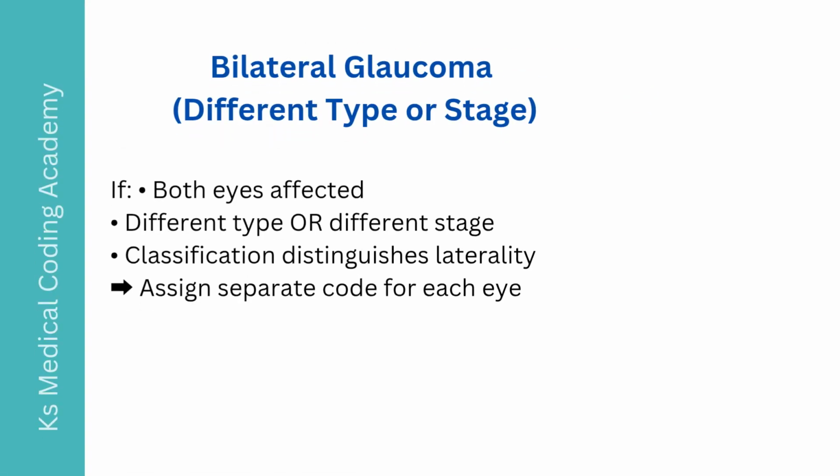Bilateral glaucoma, different type or different stage. If a patient has bilateral glaucoma and each eye has a different type, or each eye has a different stage, and the classification distinguishes laterality, then assign separate codes for each eye. Each eye must be coded individually.